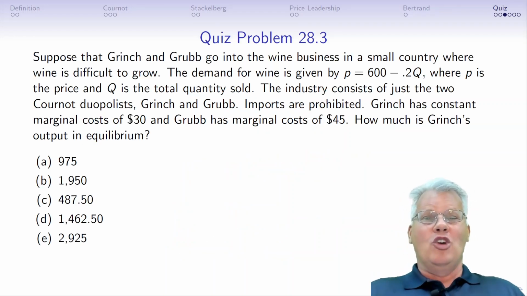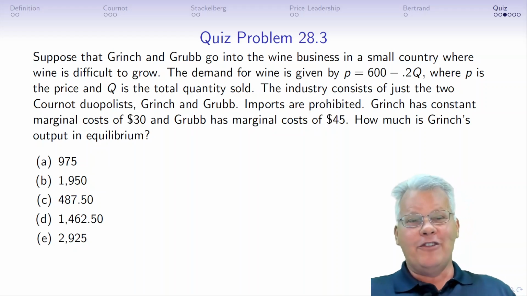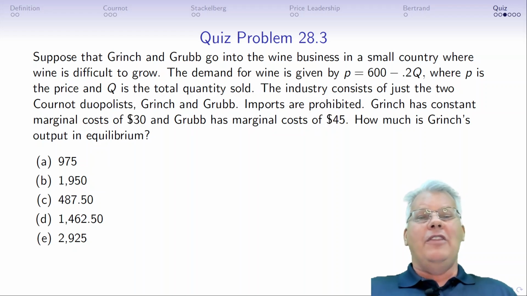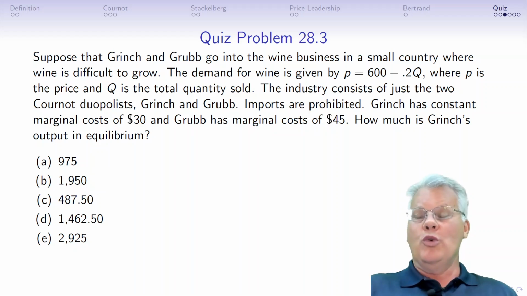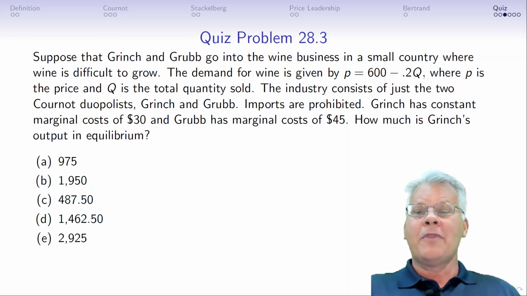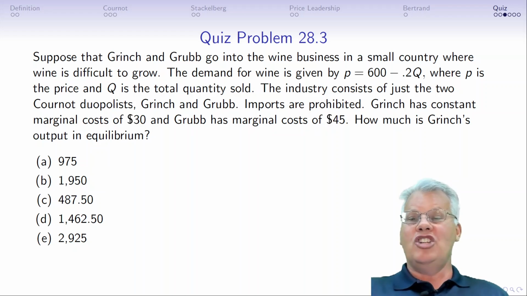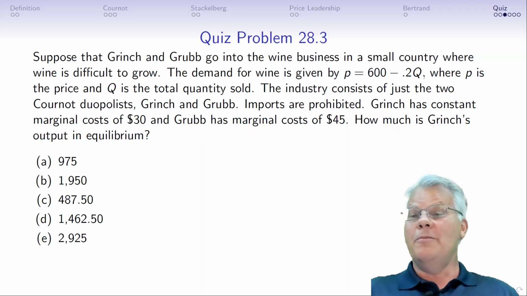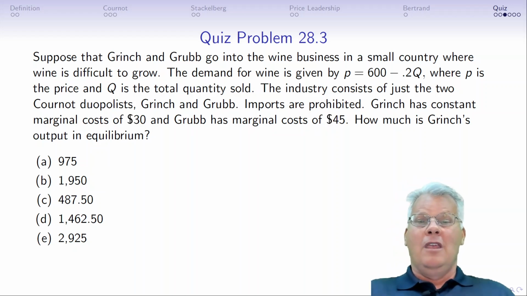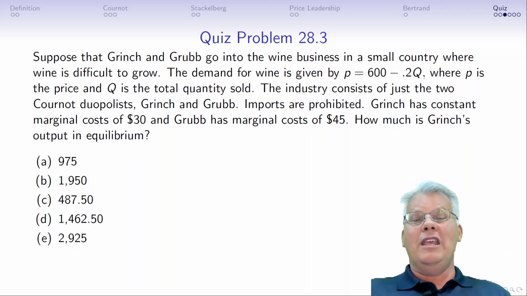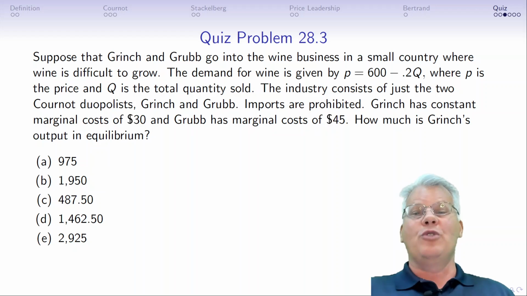Grinch and Grubb go into the wine business, and they have an inverse demand function. The thing that's a little bit different about this quiz problem, and why I wanted to walk you through it, is that Grinch and Grubb have different marginal costs. So Grinch is the lower cost producer at a marginal cost of 30, and Grubb's marginal cost is 45. And we need Grinch's output in equilibrium. So to do that, we need to get both Grinch's reaction function and Grubb's reaction function and substitute one into the other.